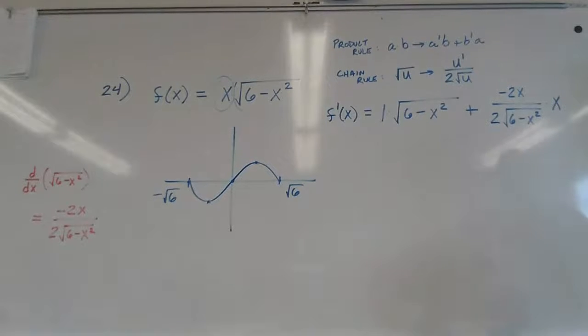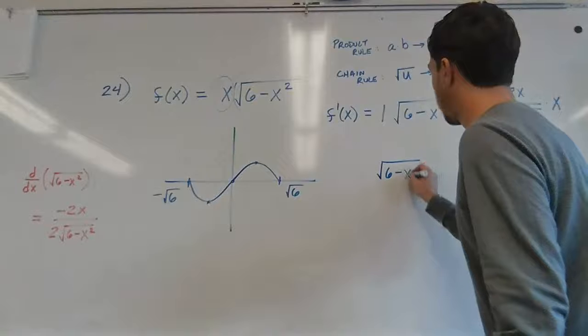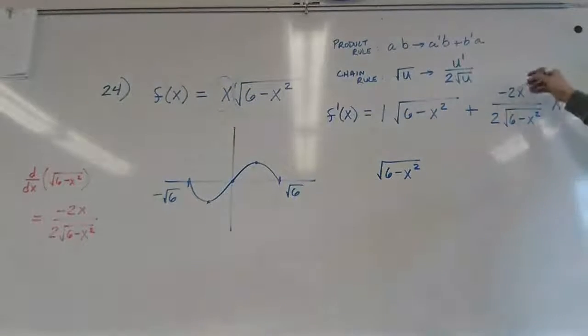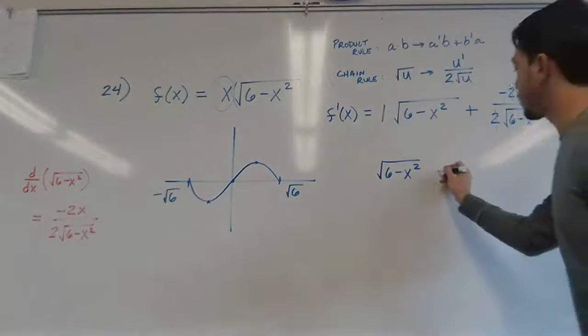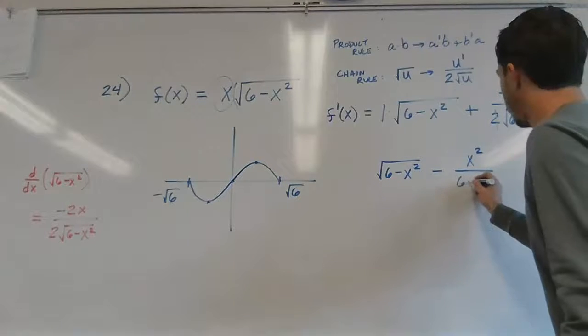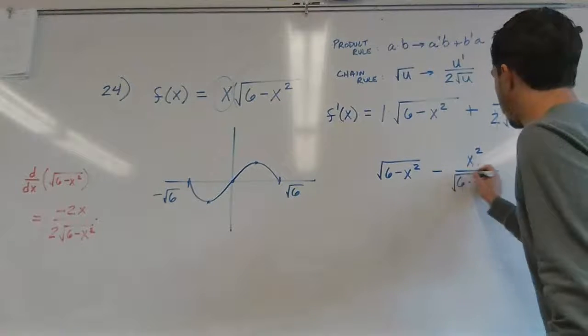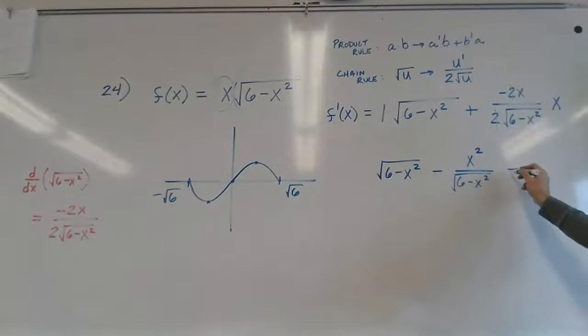So let's simplify it and set it equal to 0. This guy's already pretty simplified. Now the 2's cancel. Then I've got x times x. And I'm wondering, when is this equal to 0? Cool beans? Yes.